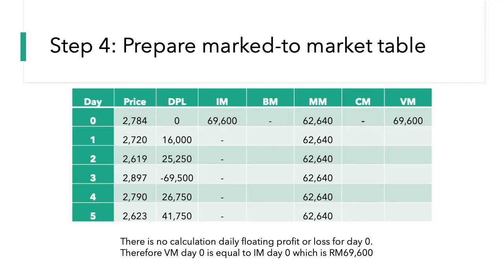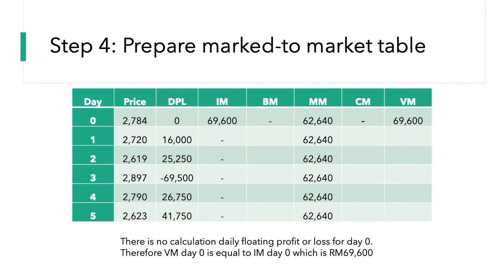Next, you need to fill up column initial margin. Initial margin only occurs in day 0 because initial margin you pay when you start your transaction. So we start the transaction in day 0. The total initial margin you get from step number 1, you need to pay 69,600. So you only put that one in day 0. Next, you need to fill up column maintenance margin. The total maintenance margin you calculated in step number 2 is 62,640 ringgit. So you fill up for every day from day 0 to day 5.